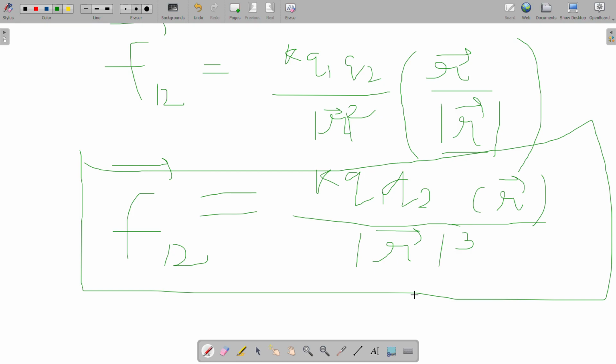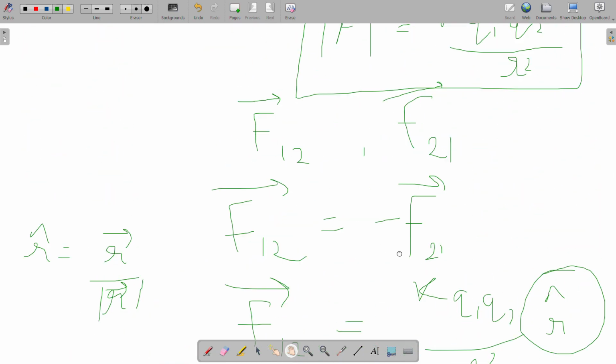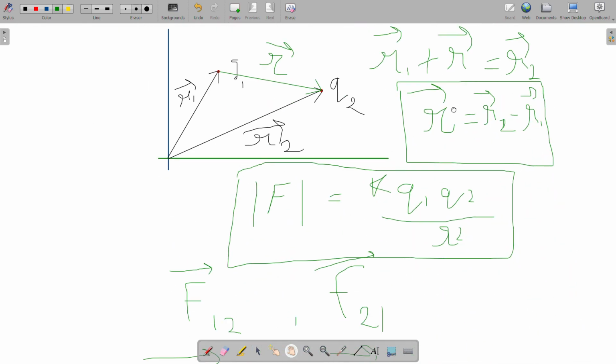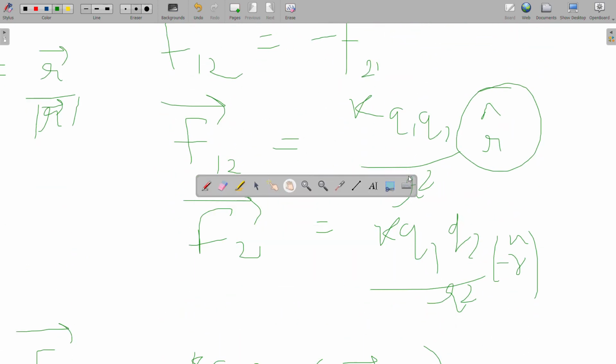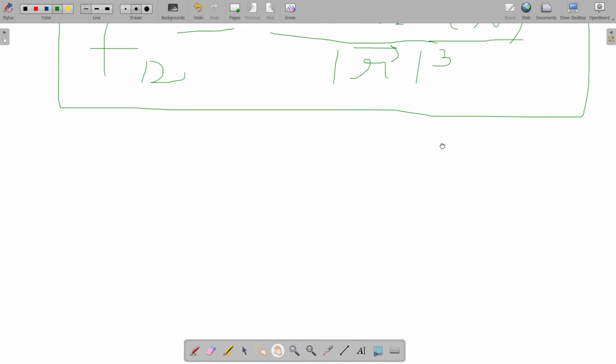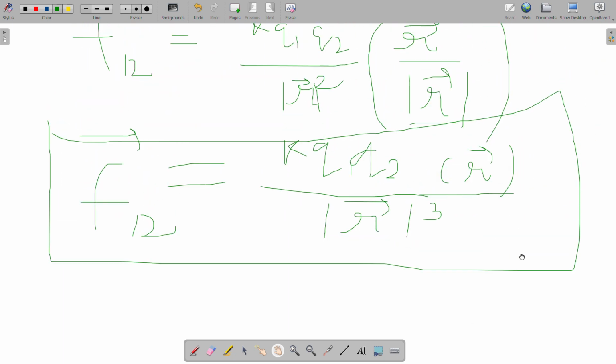But we will conclude the lecture here with just a little bit of revision. What we discussed today is, first, I told you what Coulomb's law is. Secondly, we discussed the vector form of Coulomb's law.